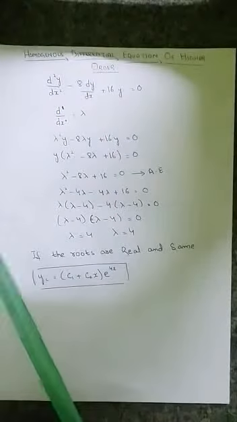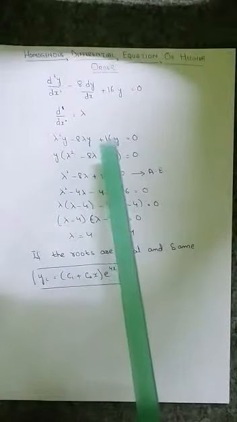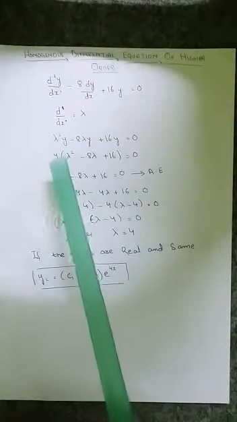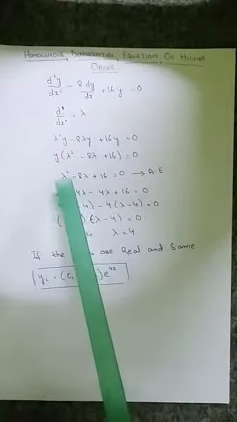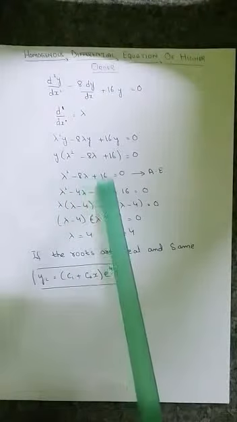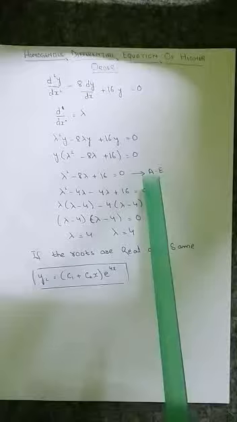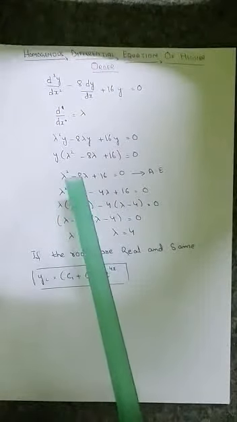I represent d over dx equal to lambda. After this, my given equation will become lambda square y minus 8 lambda y plus 16y equal to 0. I have taken y common out of it. By dividing y on both the sides, I get the equation lambda square minus 8 lambda plus 16 equal to 0. Here it is my auxiliary equation. You can see that I can now easily factorize it.